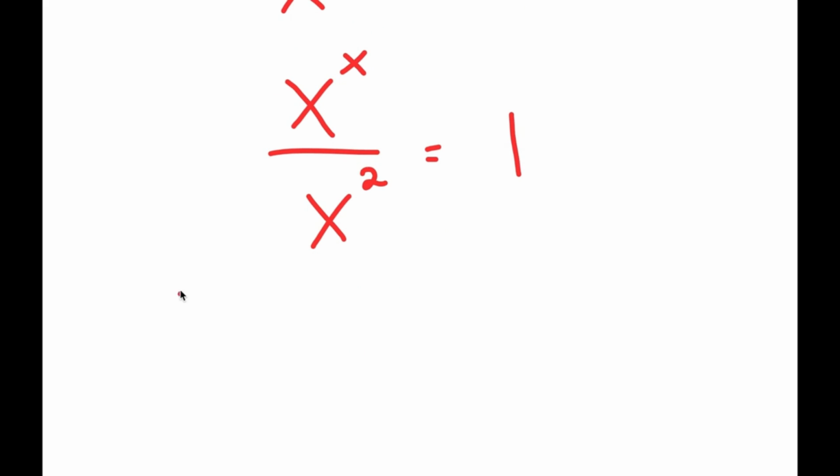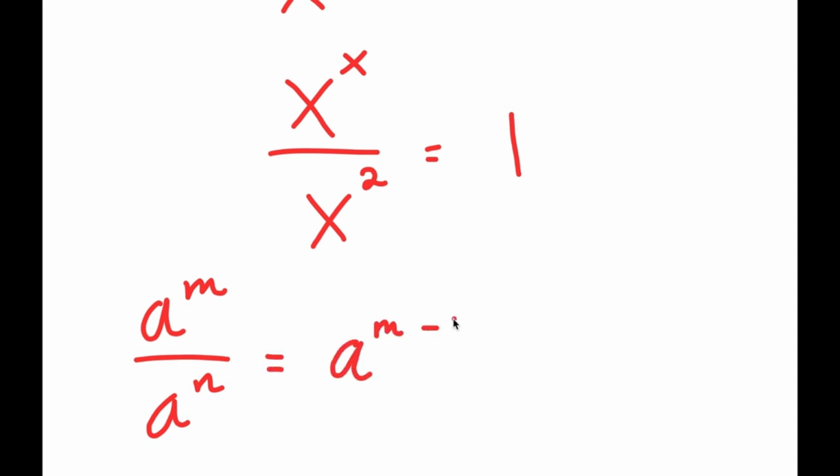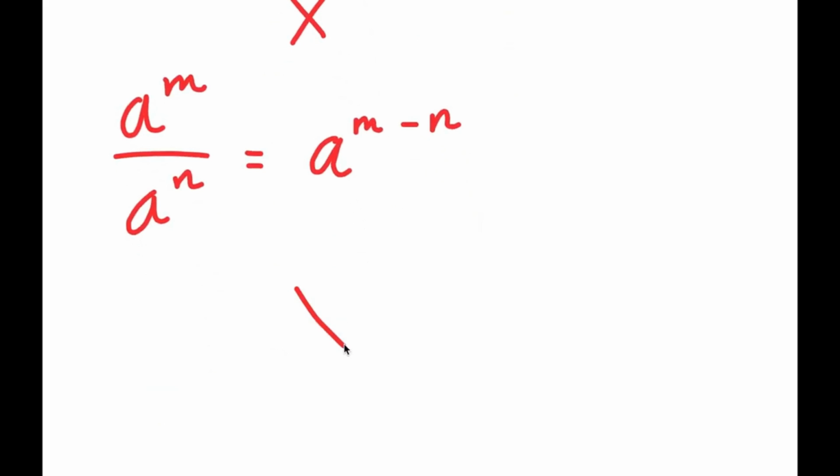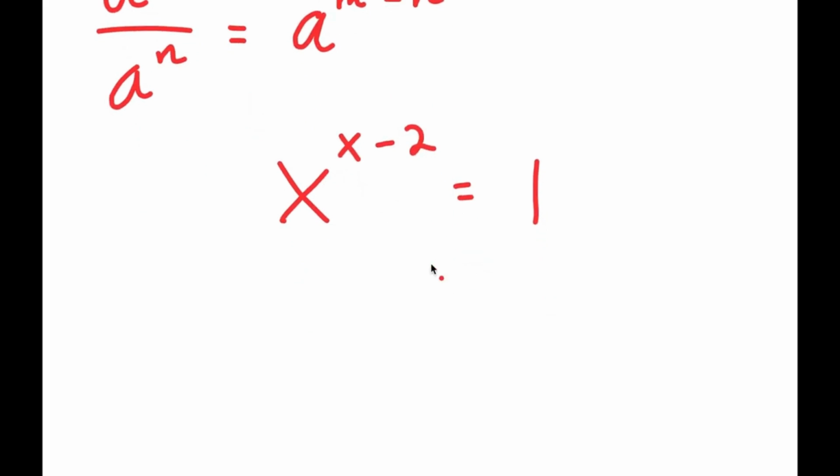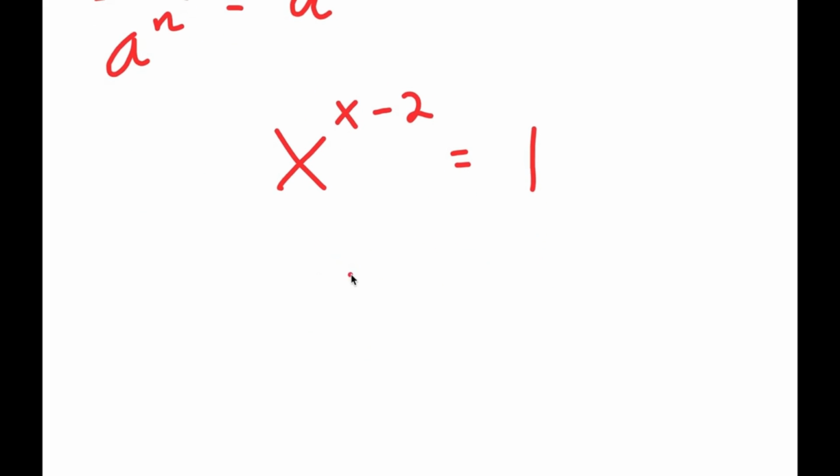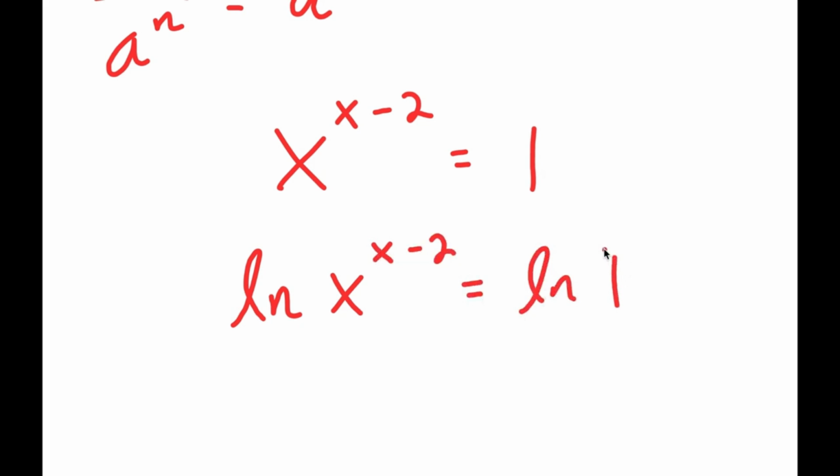Now from here, if I have something in the form a to the power of m over a to the power of n, this is equal to a to the power of m minus n. So x to the power of x over x to the power of 2 is going to equal x to the power of x minus 2, which is equal to 1. Now I can take the ln or natural log on both sides. So I have ln x to the power of x minus 2 is equal to ln of 1.